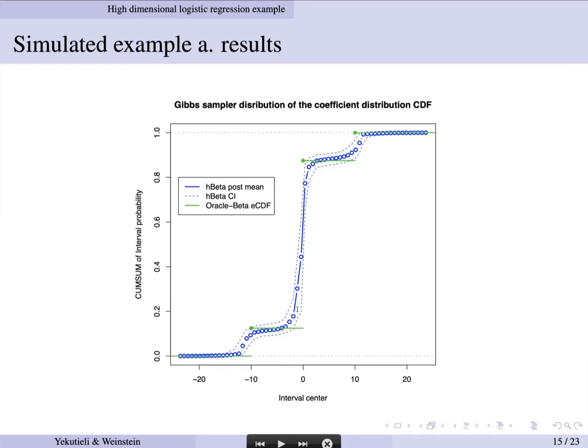So we see that it kind of guesses the empirical CDF we want to estimate. Because we have the posterior mean, we could also think about a credible interval for the Gibbs sampler. So this is the credible interval. We see it guesses the distribution quite well, okay? So this is what we're aiming at.